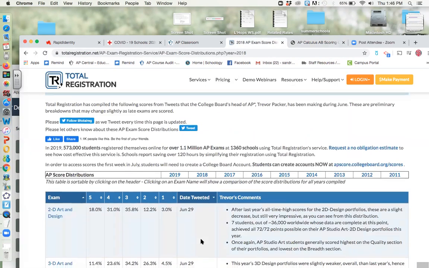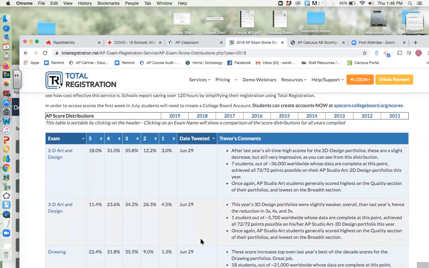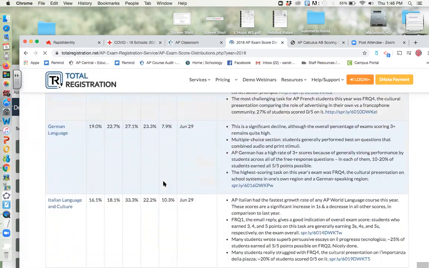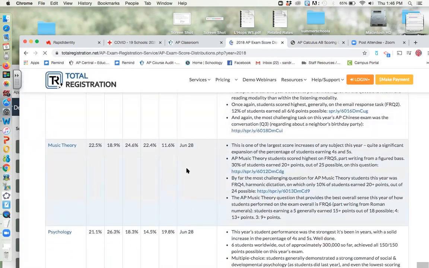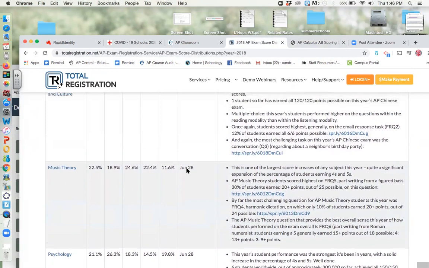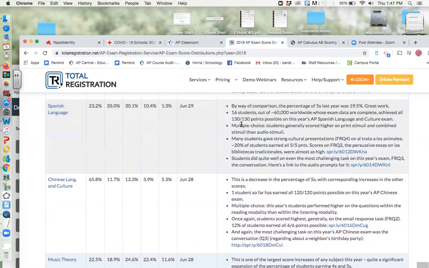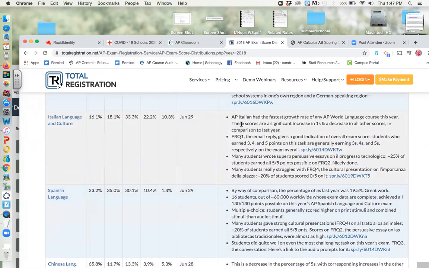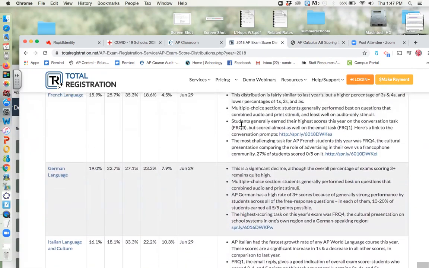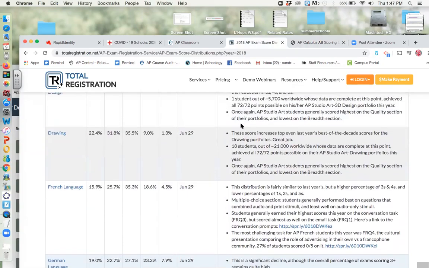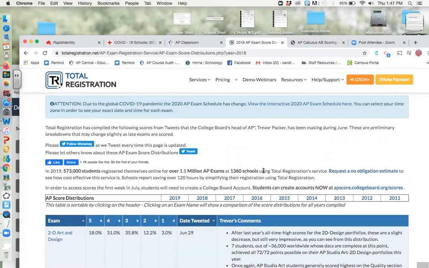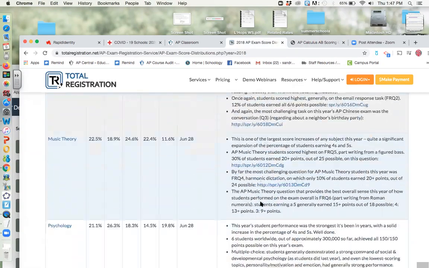Then I'm going to show you 2018, just so you don't think I'm making these stats up. They have all the AP tests in here, and they always say how many people aced it. So 1 student in Chinese language across the world aced it, 16 in Spanish aced it. Again, this is global, so this is worldwide. Not many people ace it. 18 for drawing.